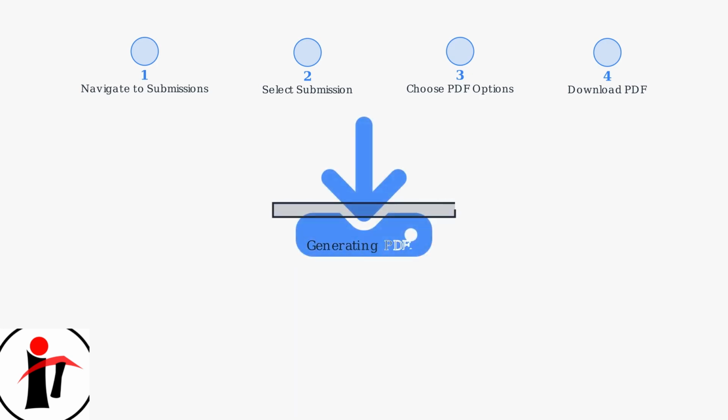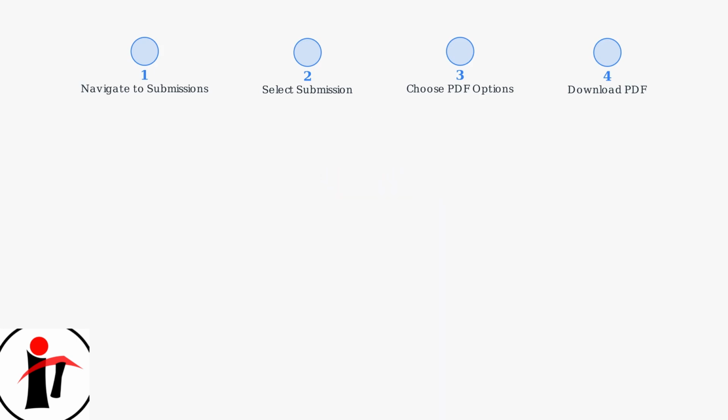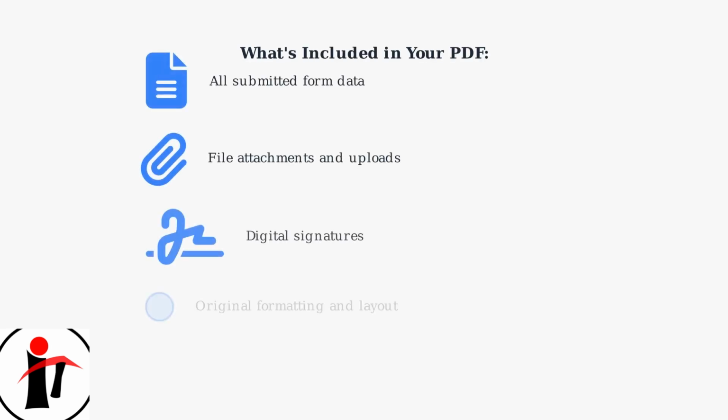Step 4. Generate and download your PDF. The system will process your submission and create a downloadable PDF file that you can save to your computer. The resulting PDF preserves all your form data exactly as it was submitted. Here's what gets included in your exported PDF document.